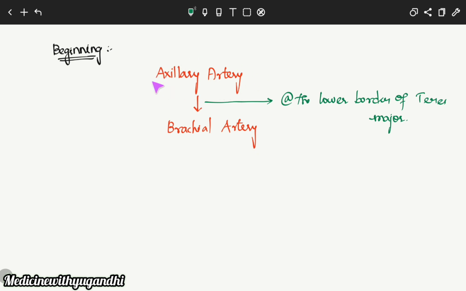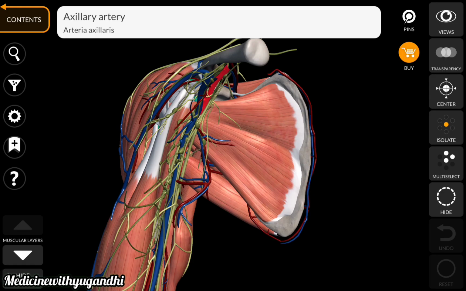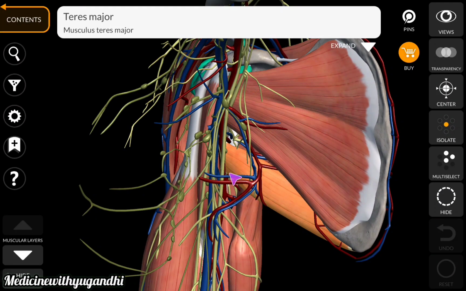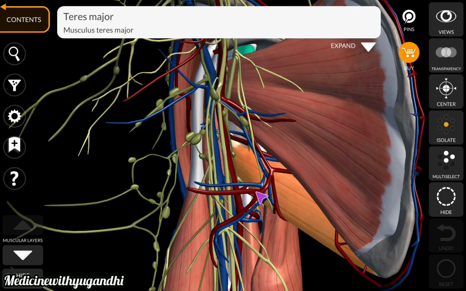Coming to the next topic, the beginning of the brachial artery. As I already mentioned, the brachial artery is the continuation of the axillary artery. This axillary artery continues as the brachial artery at the lower border of the teres major muscle. Here you can see the teres major muscle, and this is its lower border. Here you can see the axillary artery. At the lower border of the teres major muscle, this axillary artery continues as the brachial artery.